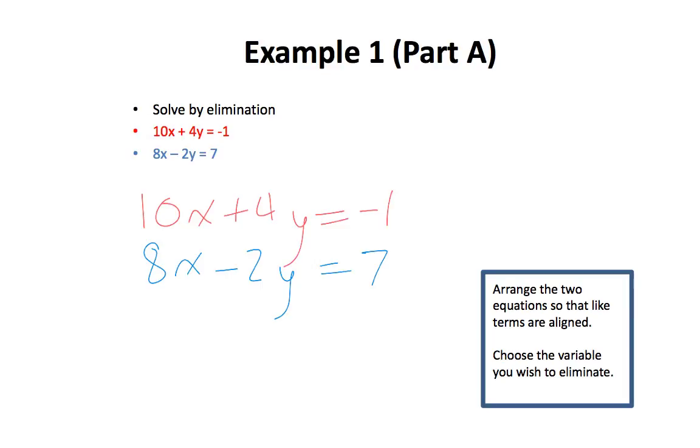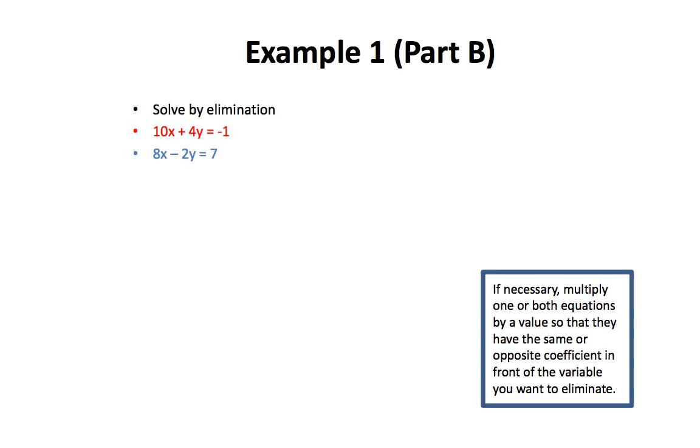like terms. Finally, we want to choose the variable we wish to eliminate. You can either choose to eliminate the variable of x or the variable of y. It's completely up to you. I'm going to choose to eliminate the variable of y. If necessary, multiply one or both equations by a value so that they have the same or opposite coefficient in front of the variable you want to eliminate.